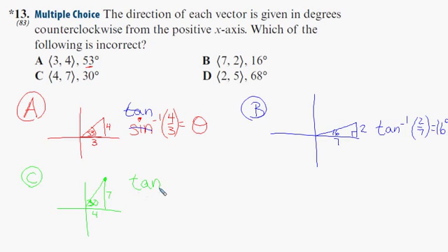Here's the inverse tangent of 7/4. So this is exactly what you can enter into your calculator to verify, because we're trying to find the angle measure. If the angle measure matches the 30 degrees, we're good. When you plug it into your calculator, you're going to discover that it is not 30 degrees. So which of the following is incorrect? It's letter C that is incorrect, okay?